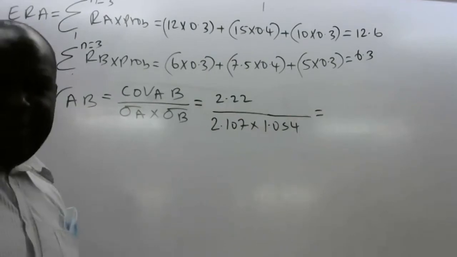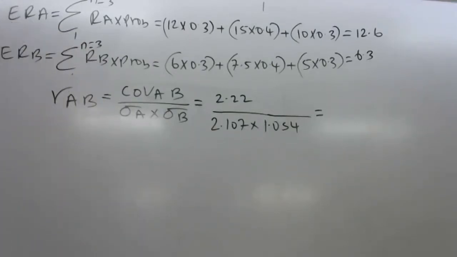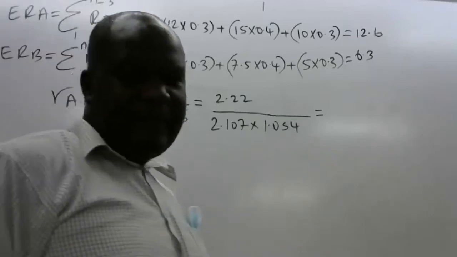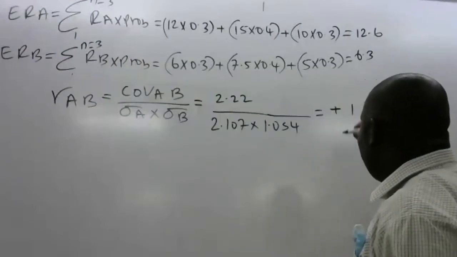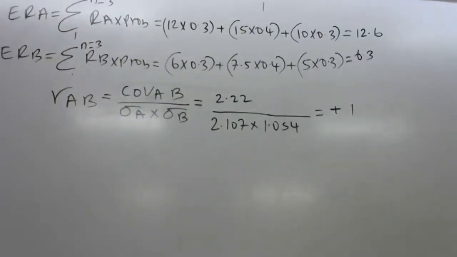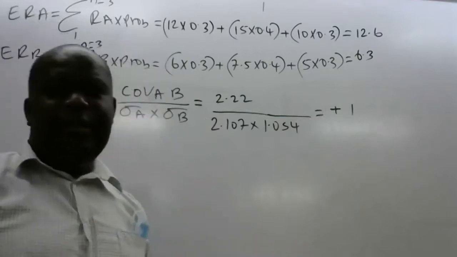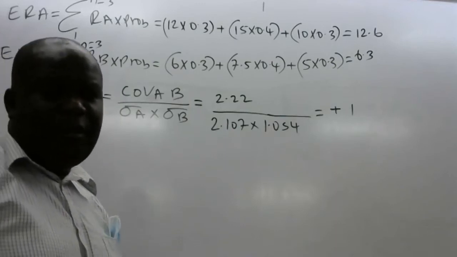Confirm very well that figure. Just round it off to one decimal place and see what you'll get. That figure should be positive one. Just confirm. The variation is so small, it was due to the rounding off of those figures. But if they were exact, it will give you positive one. So we shall be using positive one. That correlation coefficient is positive one.